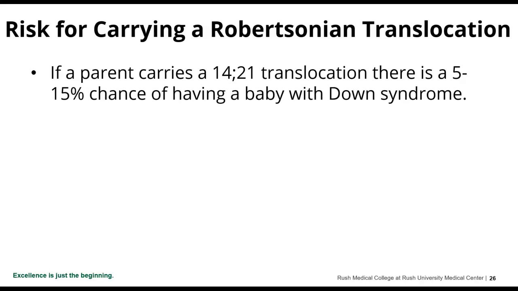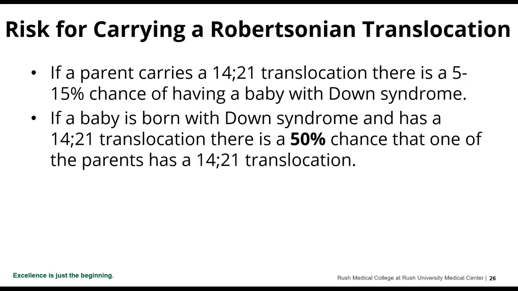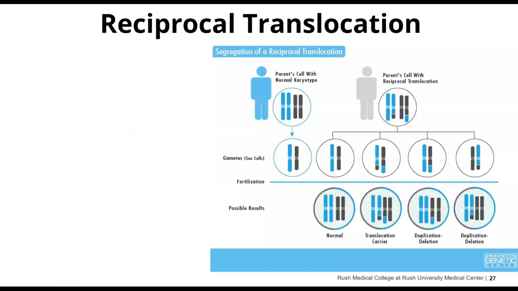As I said, you'd think, why isn't it much higher than that? Because many of these are lethal. If the baby is born with Down syndrome, however, and I do chromosomes and they have a 14;21 translocation, there's only a 50% chance it came from a parent. It actually could have been a de novo event in the egg or sperm that made the baby. So the next step would be to look at the parents' chromosomes. And if one of them did carry it, they're at increased risk over the general population to have another baby with Down syndrome.